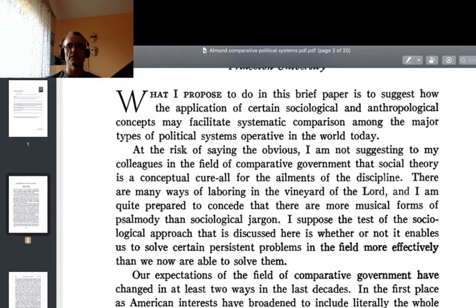There are many ways of laboring in the vineyard of the Lord, and I am quite prepared to concede that there are more musical forms of psalmody than sociological jargon. I suppose the test of the sociological approach that is discussed here is whether or not it enables us to solve certain persistent problems in the field more effectively than we now are able to solve them."